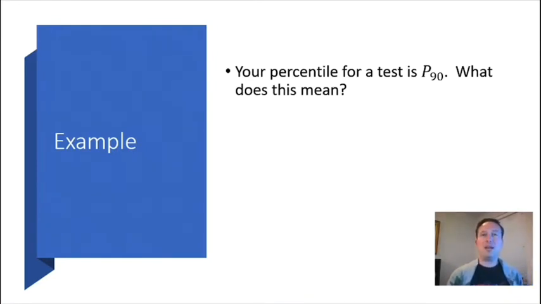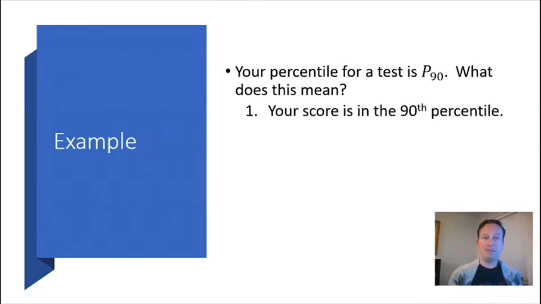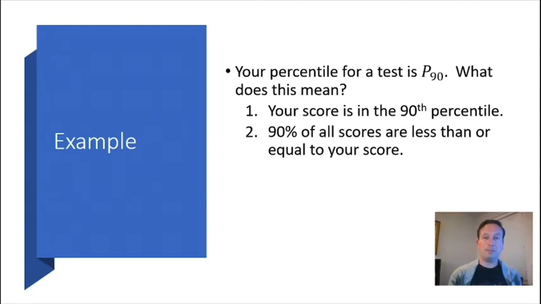That last slide corresponds to the first question on your notes. Now the second question corresponds to this example. Suppose that your percentile for a test is P90. What does this mean? The first thing that it means is simply this: your score is the 90th percentile. Second, the interpretation of that is that 90% of all scores, or all people that took the test, scored less than or equal to whatever your score is. So 90% of all scores are less than or equal to your score.